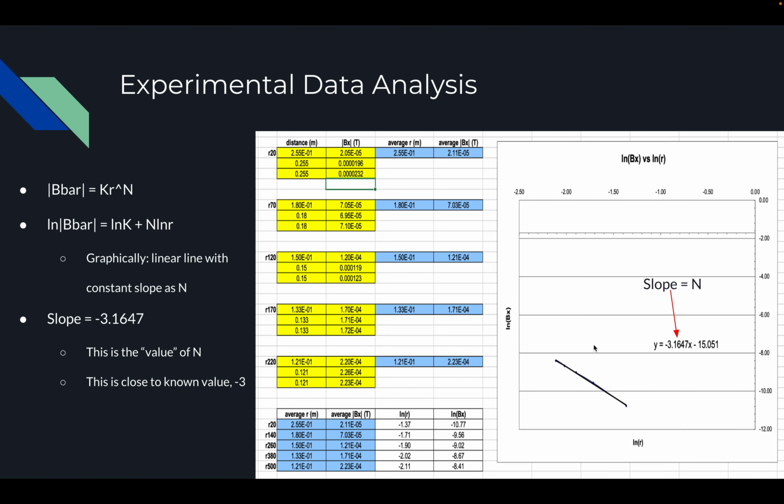After recording my data, I went back to the original formula, and by taking the natural log of both sides, we are able to treat n as a slope. Looking at the graph of the data, we find that the slope is negative 3.1647, which is how we computed the value of n, and that's close to a more familiar value, negative 3, or 3.